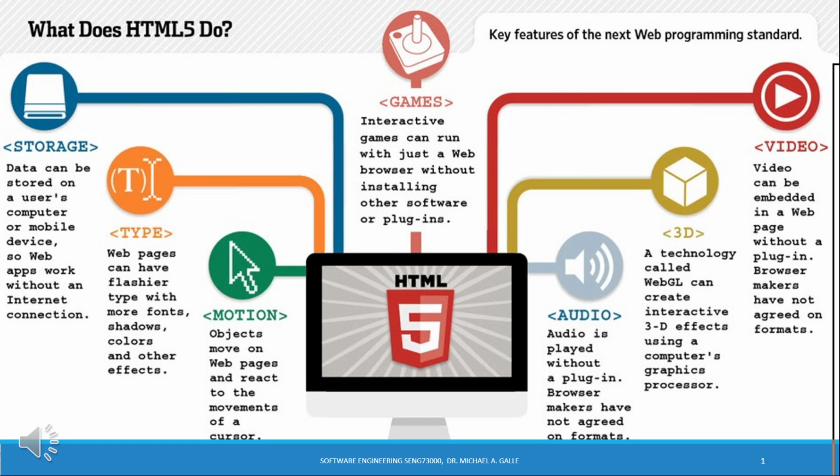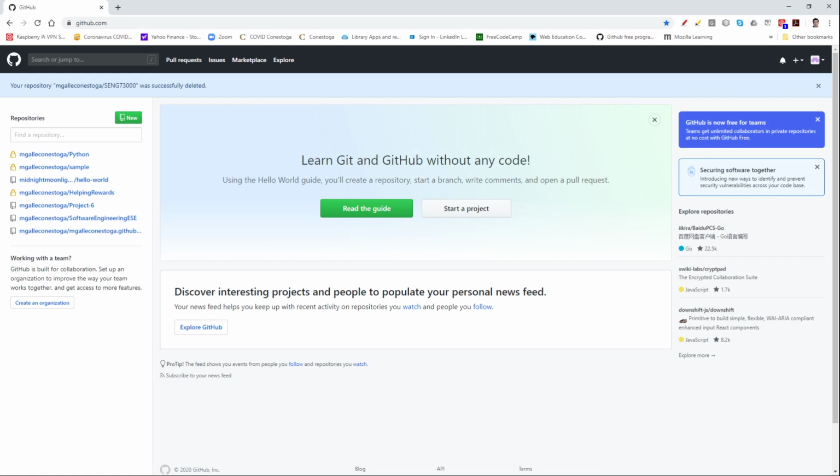So the first thing we want to do is go into GitHub. Okay, and if you look at my GitHub, mgale-conestoga/software engineering ESC, this is all of the code that you're going to see this semester. But I want to start a new repo just so that you can see it as we build it. Okay, we're going to build them together.